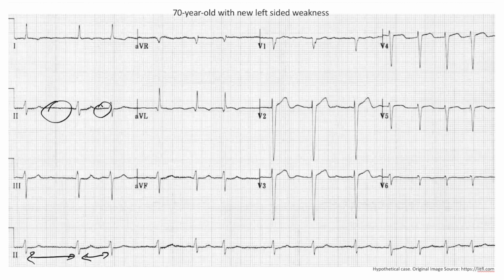Now, if you were to use a magnifying lens, you might probably see that there is irregularity of the baseline here. So what we're seeing is an irregular rate and no obvious P waves, and this is characteristic of atrial fibrillation.